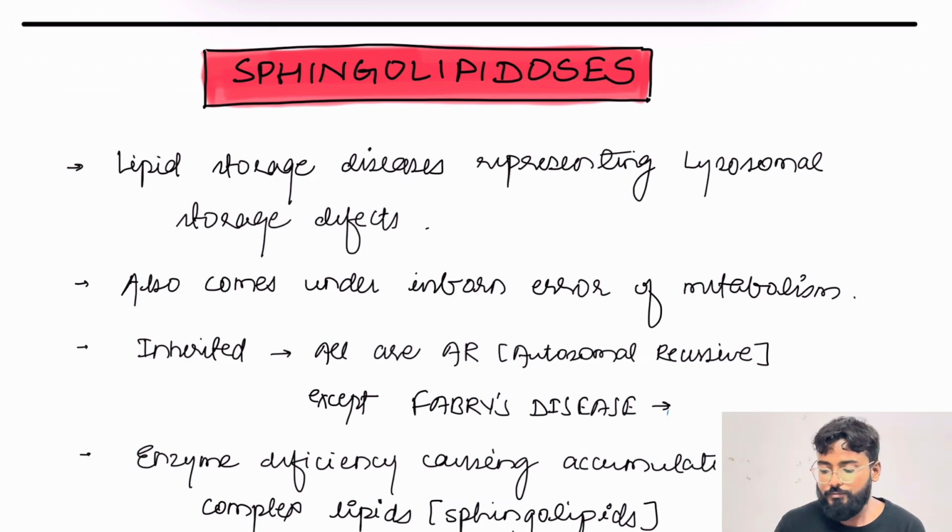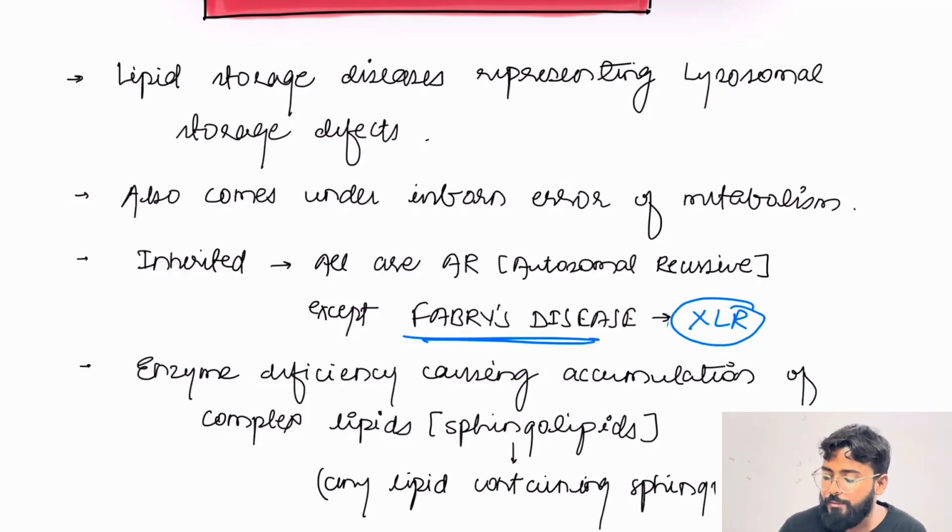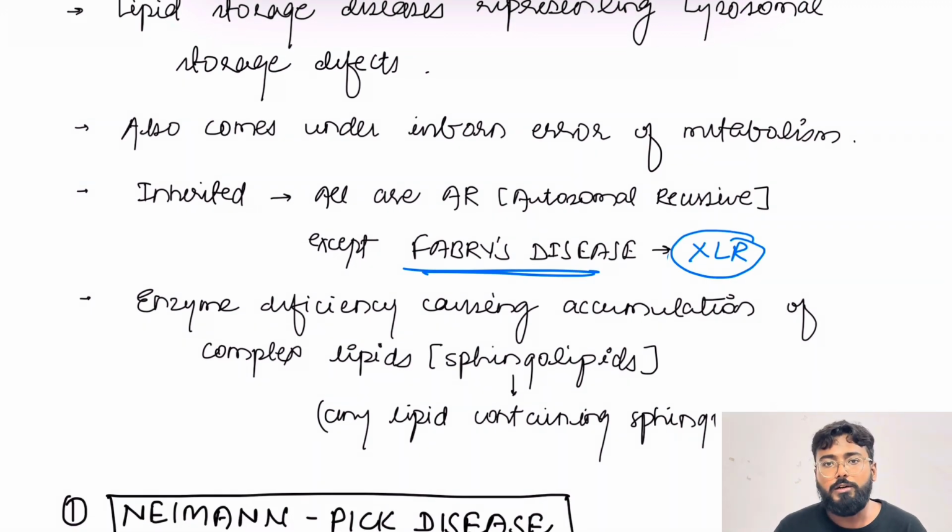So in this video, starting with sphingolipidosis, that is your lipid storage disorders, which is a form of lysosomal storage disorder, and also a type of inborn error of metabolism. These are inherited, and most of them are autosomal recessive, except Fabry's disease, which is X-linked recessive.